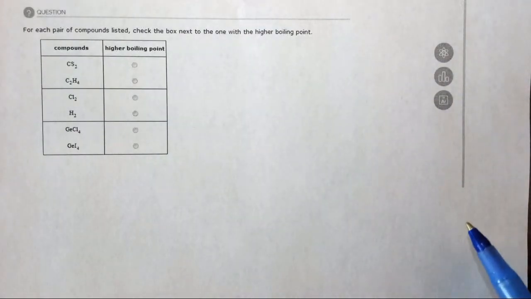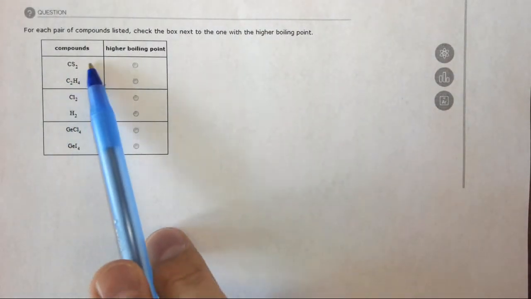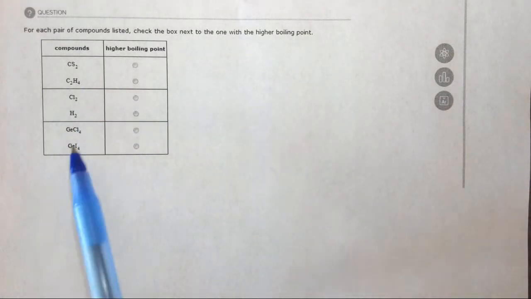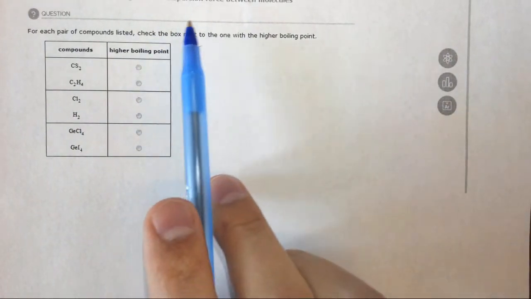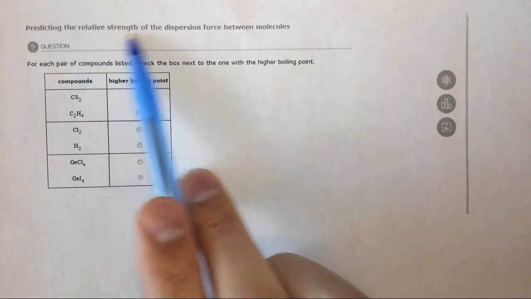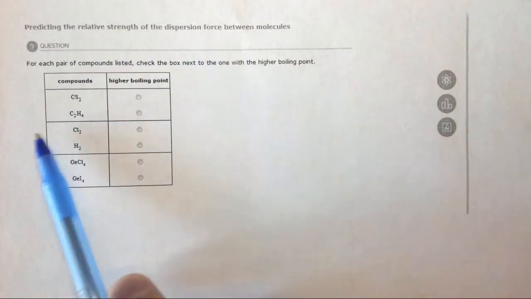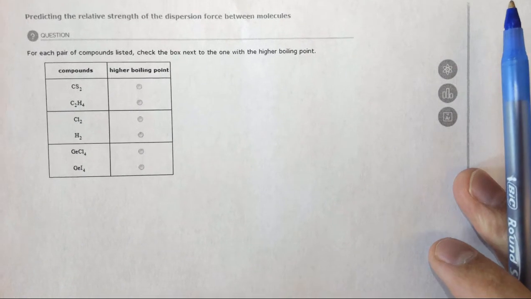In this question, we're asked to determine the relative boiling points of several different compounds to determine which has the higher and which has the lower boiling point. In this case, if you look at the name of the question, it's the relative strength of dispersion forces. So all of these molecules are nonpolar.